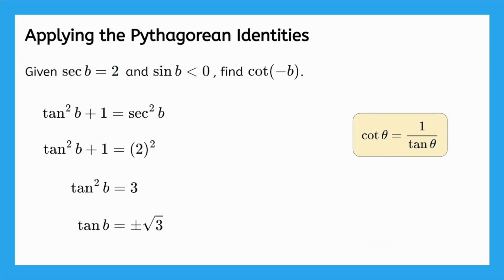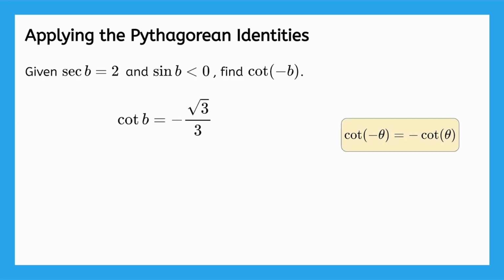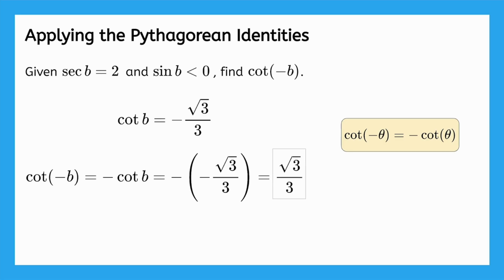Now that we know that tangent of b is negative square root of 3, we can use the reciprocal identity to find that cotangent of b is equal to negative square root of 3 over 3. And finally, we can use an even-odd identity to determine that the cotangent of negative b is the square root of 3 over 3. Great job!